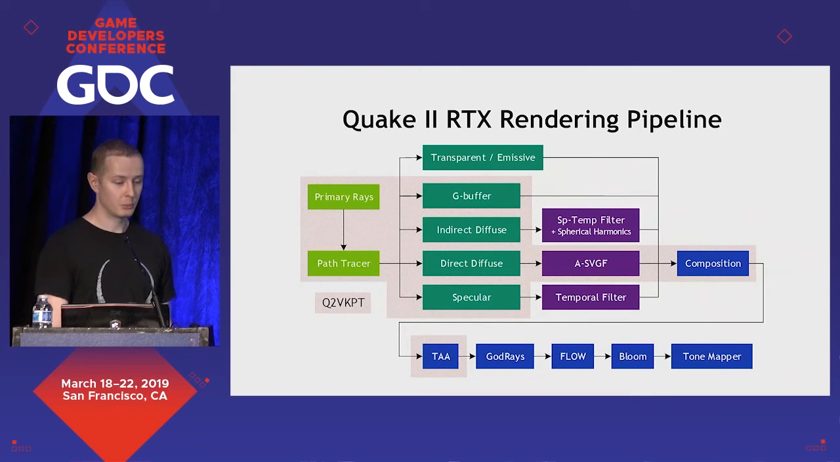After temporal anti-aliasing, we have a few post-passes like God rays, that volumetric lighting thing, flow explosions, a simple bloom pass to highlight bright objects, and a tone mapper with dynamic eye adaptation.